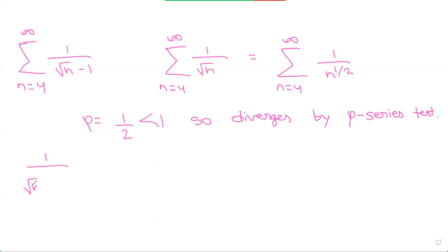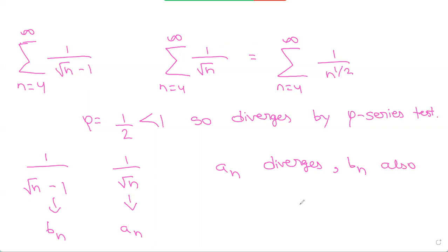So now let's figure out which one is a_n and which one is b_n. So we have these two things. Obviously, this one would be a_n and this one would be b_n because this one has a smaller denominator. And a smaller denominator means a larger number. So because a_n diverges in this case, b_n also diverges. So that's how easy it is.